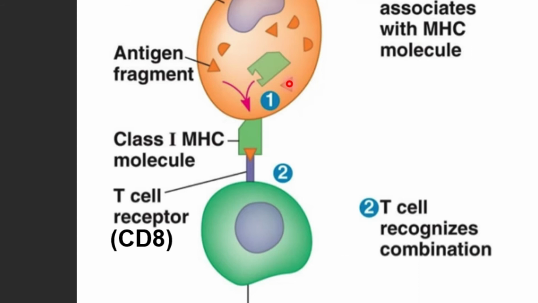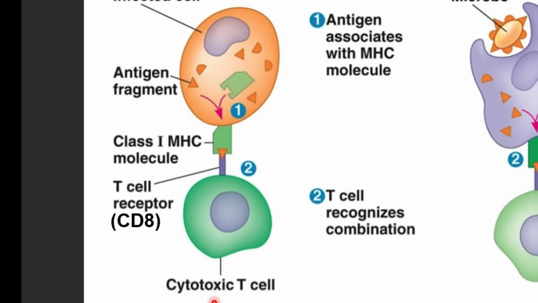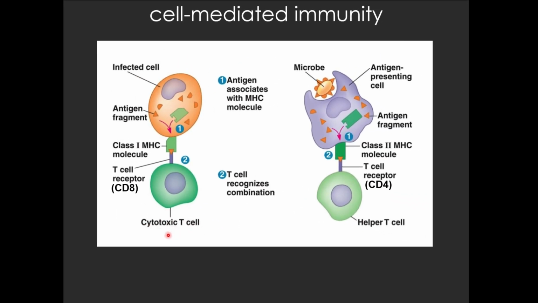So when the cytotoxic T cell interacts with this antigen presenting cell in this way, he recognizes that this infected body cell is a danger to the body, and so the cytotoxic T cell actually will kill him, right? Which is why we call him a cytotoxic T cell. And we're going to talk more about that in a little bit, but for right now, cytotoxic T cells, which contain a CD8 T cell receptor, interact with class 1 MHC molecules on infected body cells.